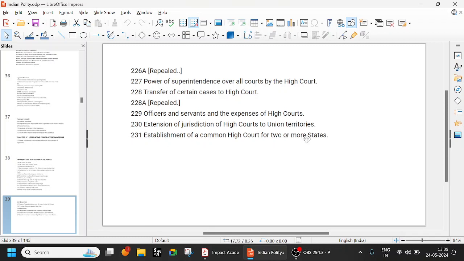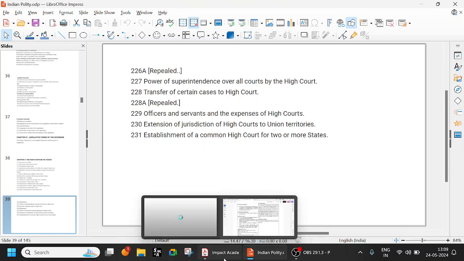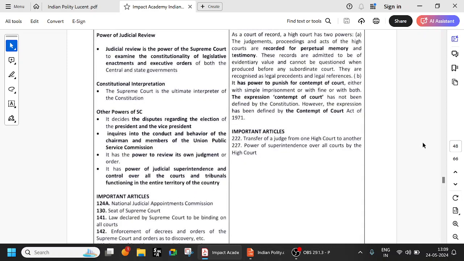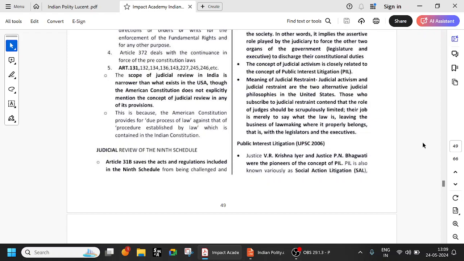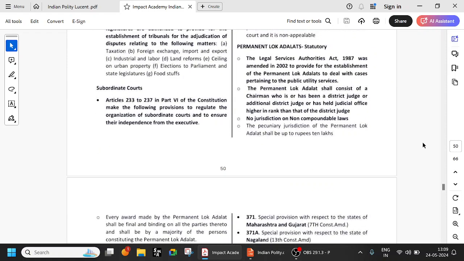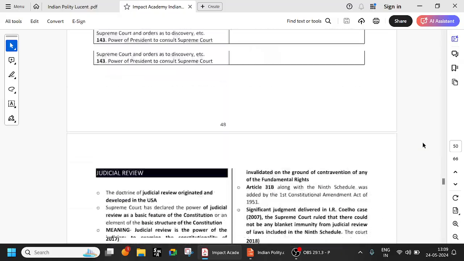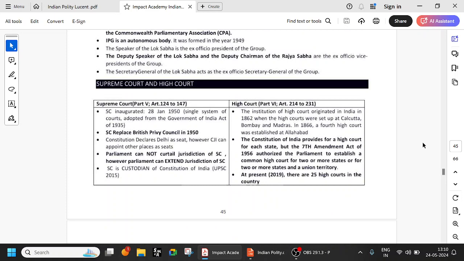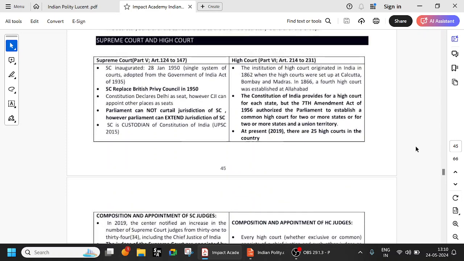So we have already seen, right? The 7th Amendment Act of 1957. All those things we have seen. So important articles: 227; 222 is transfer of a judge from one High Court to another; 227, power of superintendence over all courts by the High Court. So judicial review is more important. We'll look into that. So that is about the Supreme Court and the High Court. So we have covered in depth the Supreme Court and the High Court. Fine. That's all.